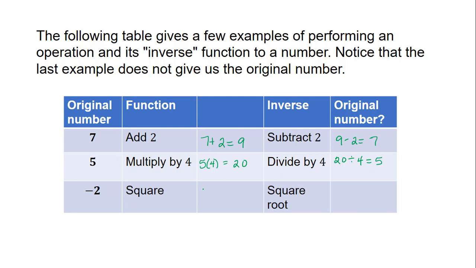If I take negative 2 and square it, I get 4. But if I take the square root of 4, I get 2. So this last example is a case where this operation is not invertible. When I square a number, it cannot be inverted to get me back to the original number that I started with.